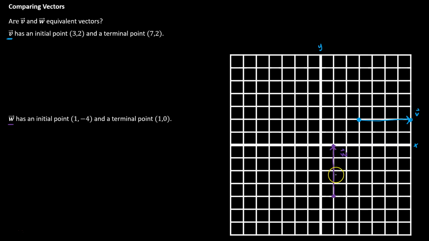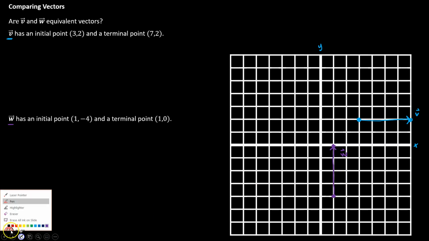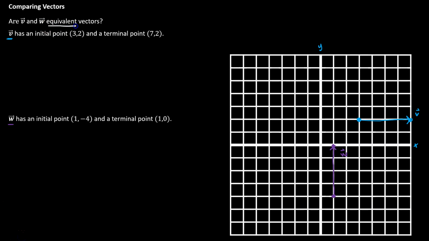In order for these vectors to be equivalent, they need to have two things in common. They need to both be pointing in the same direction, and they both need to be the same length. Now, I can tell they're the same length, but I can also tell that they're not pointing in the same direction. So not equivalent, different directions.